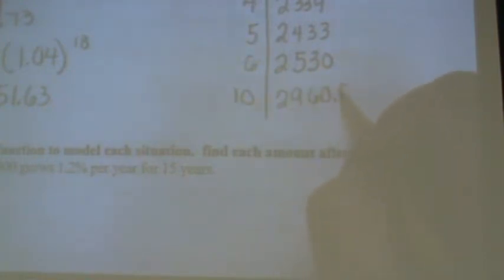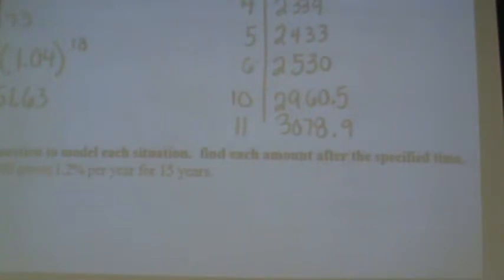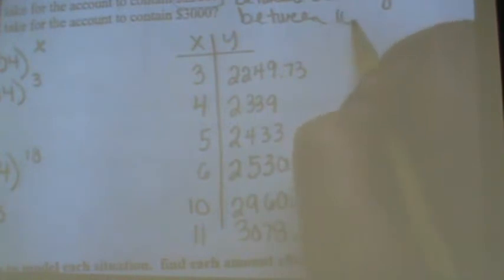So now, how are we going to do 3,000? Well, you want to jump a little bit. I mean, you don't want to go 7, 8. Let's try 10. 10 years, you get 2,960.5. In 11 years, you get 3,078.9. Until I show you the short way how to do this, this is the logical way that you would actually do it. So for D, it would be between what? 10 and 11 years. Good?